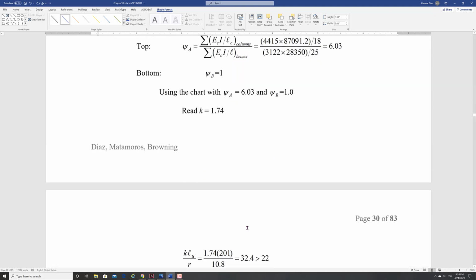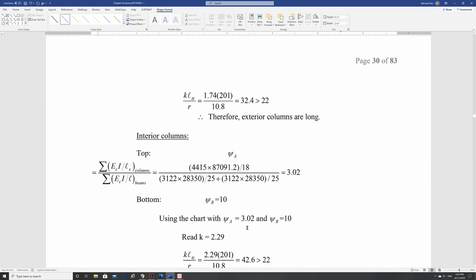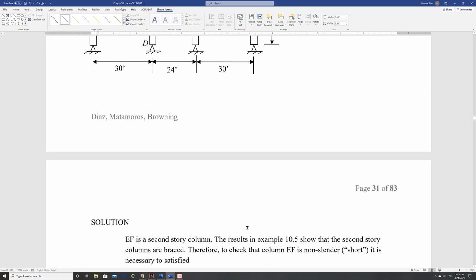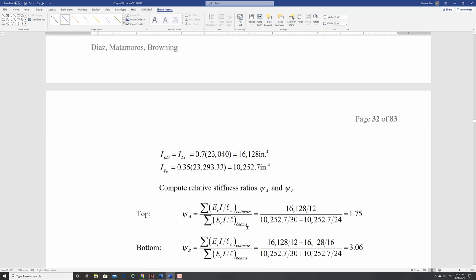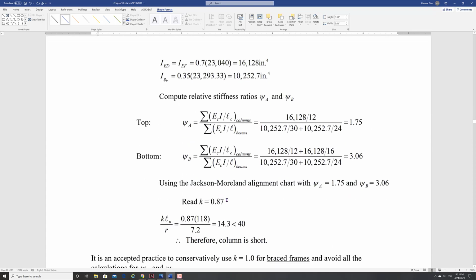So that's the other problem. So this one, 0.87, we found that, yeah, 0.87. Okay. So 0.87 times the clear value, don't forget, right? Divided by your radius of gyration, that's 14.3, which is below the 40, so the column is short, or non-slender.